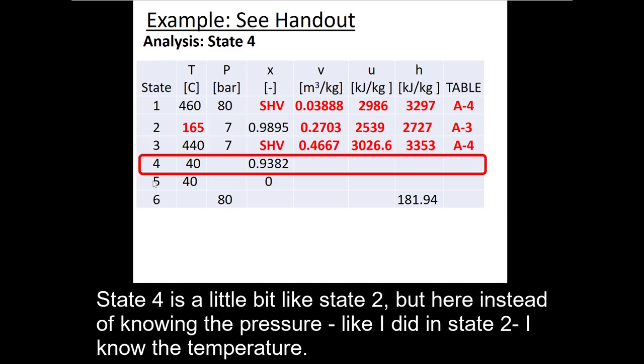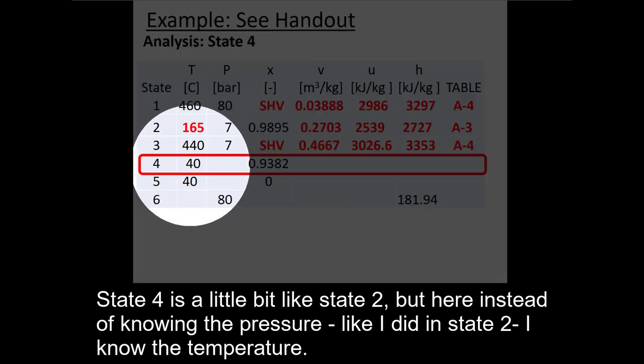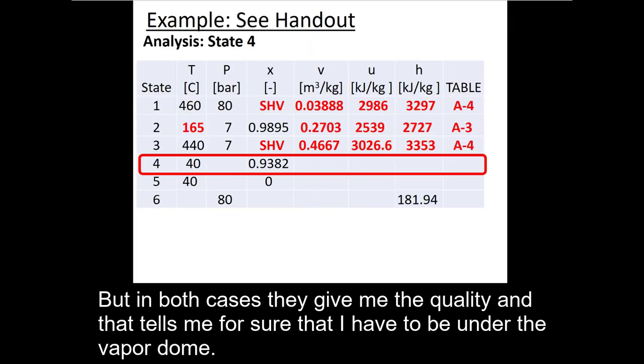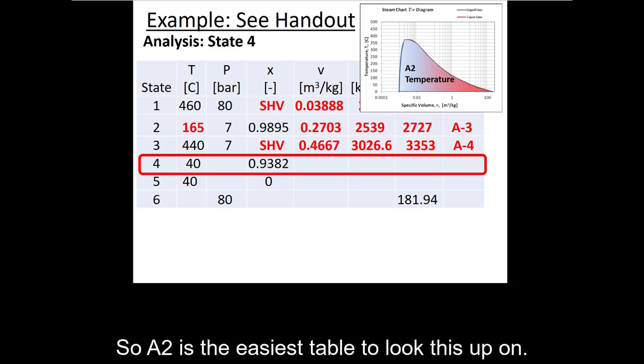State 4 is a little bit like state 2, but here, instead of knowing the pressure, like I did in state 2, I know the temperature. But in both cases, they give me the quality, and that tells me for sure that I have to be under the vapor dome. So in this case, I'm going to look on table A2 instead of A3 because I have a nice round temperature. So A2 is the easiest table to look this up on.